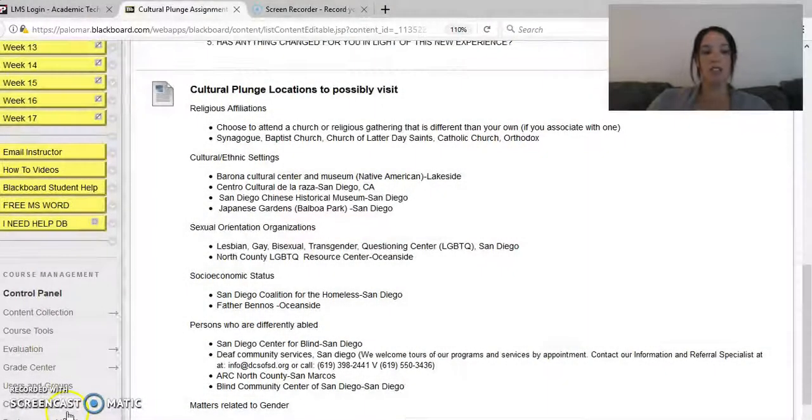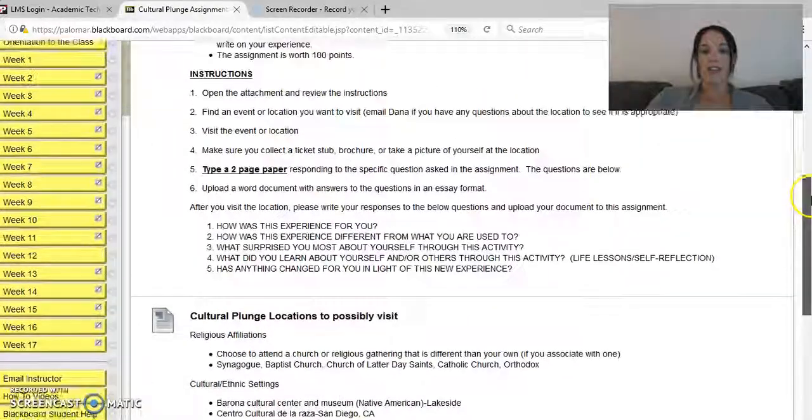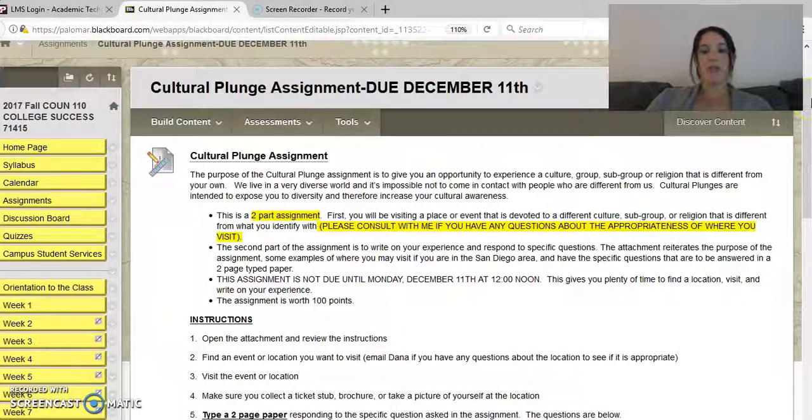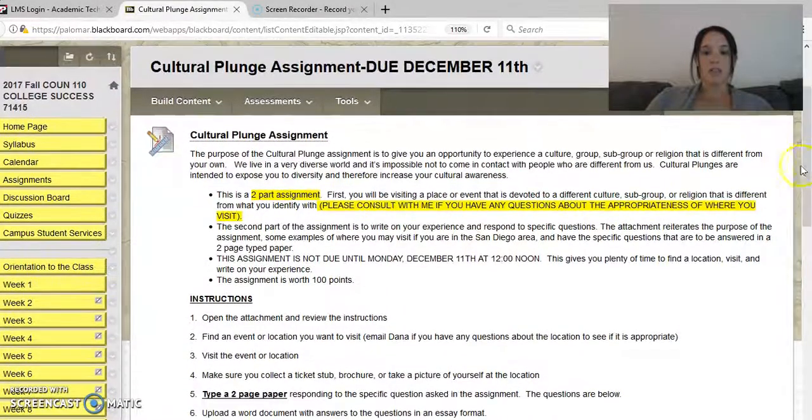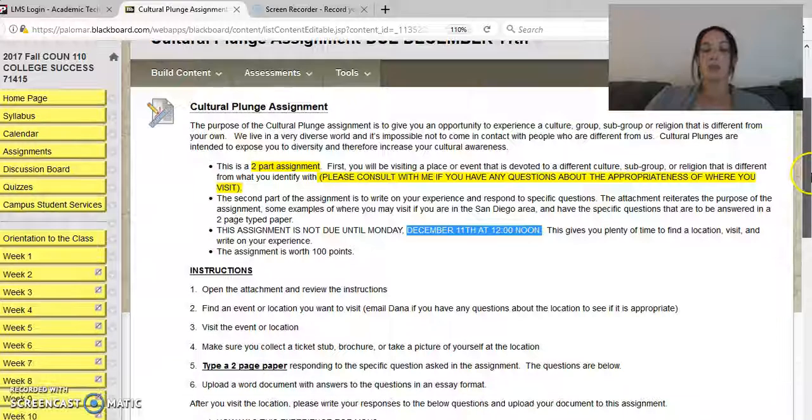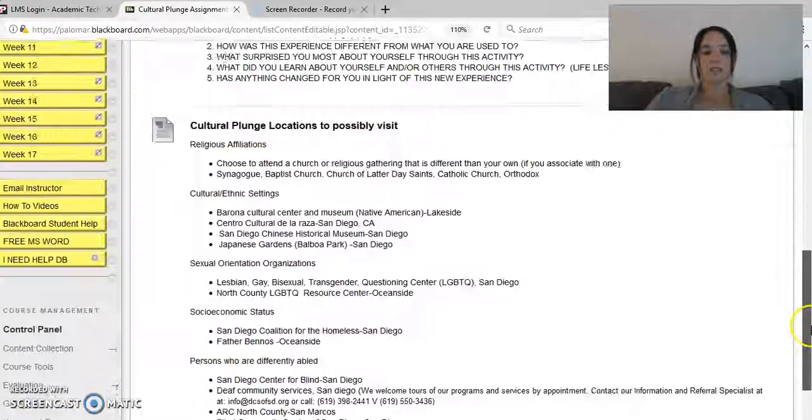Again, this assignment is not due until December 11th, so that gives you plenty of time to research a place. Contact me if something does not feel right, or if you want some alternatives, you have until December 11th to turn in this assignment. And this assignment is worth 100 points, so it is a lot of points.